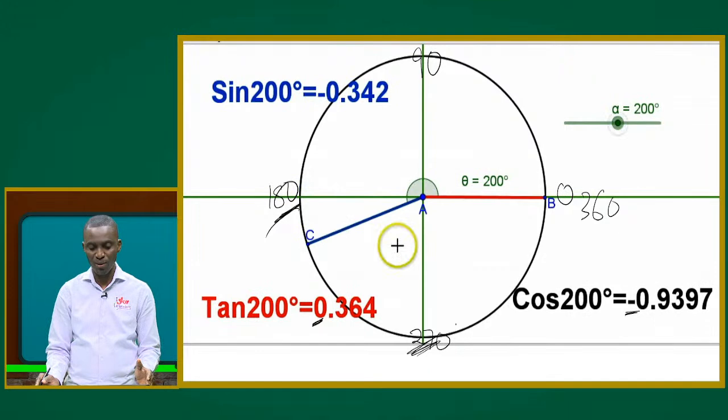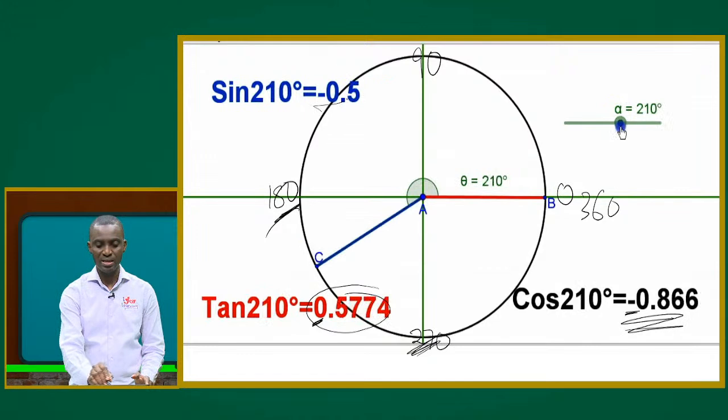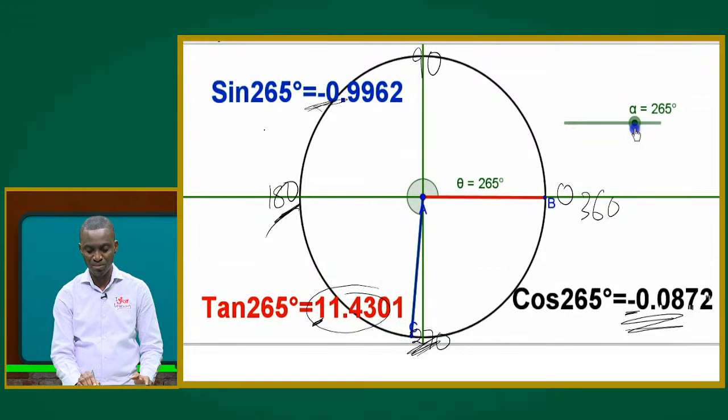When you enter into the third quadrant, picking any value between 180 and 270, only tan is giving you positive, but cos will give you negative, and sine will give you negative. And when this continues to the fourth quadrant, the same thing happens between 270 and 360. Only cos will give you the positive.